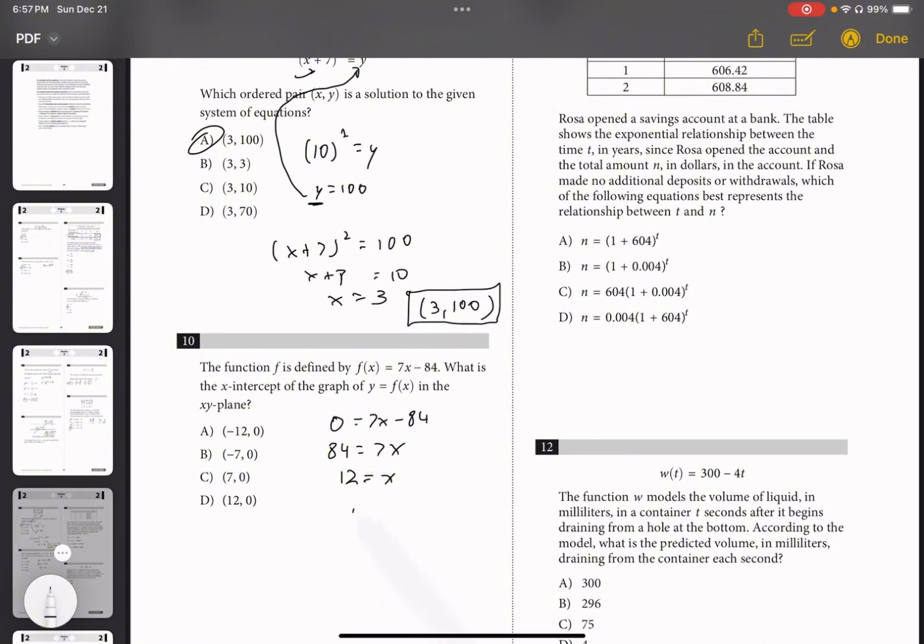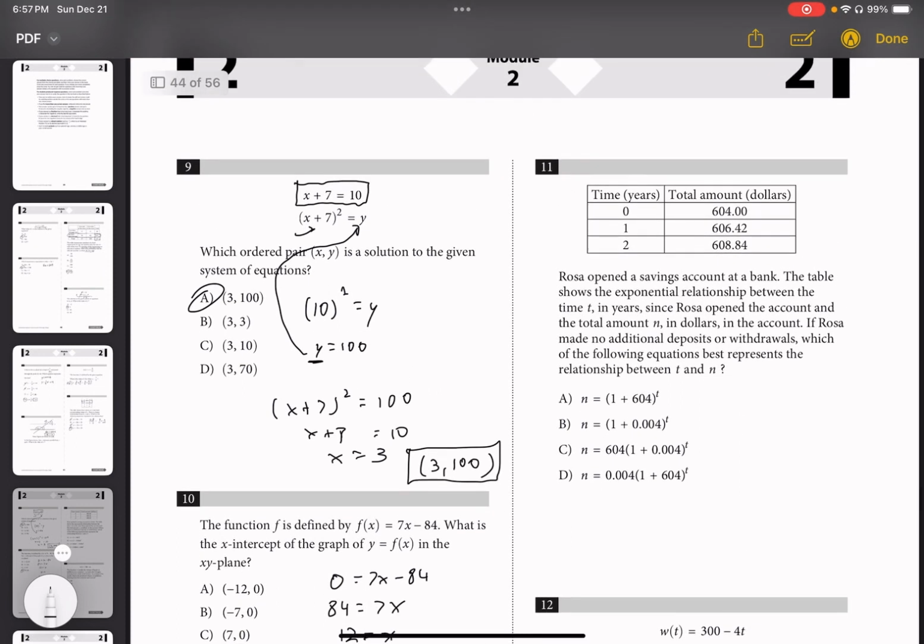And we know our y is equal to 0, so we get 12 comma 0, and that matches with D. Question 11, Rosa opens a savings account at a bank. The table shows the exponential relationship between the time t in years since Rosa opened the account and the total amount n in dollars in the account. If Rosa made no additional deposits or withdrawals, which of the following equations best represents the relationship between t and n? So total amount of dollars n and t in time in years.